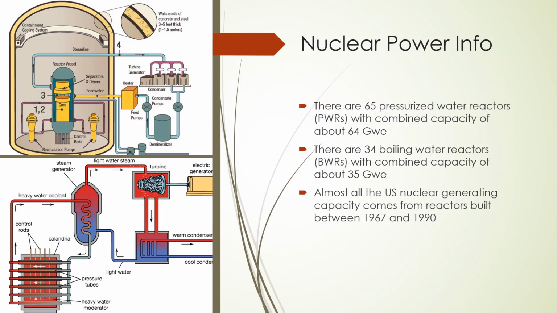Okay, more information. We have 65 pressurized water reactors, and you have the two diagrams here. So that's PWR, pressurized water reactors. Combined capacity 64.